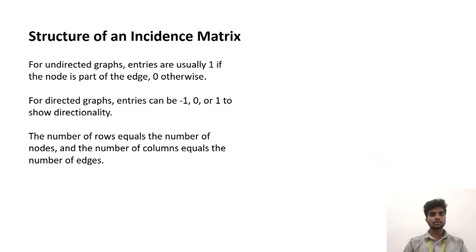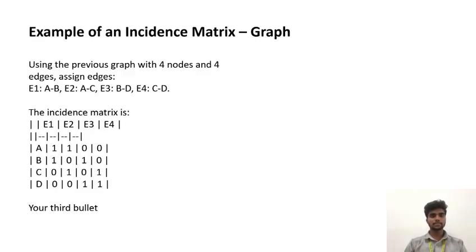Structure of incidence matrix. For undirected graphs, entries are usually 1 if the node is part of the edge, or 0 otherwise. For directed graphs, entries can be -1, 0, or 1 to show directionality. The number of rows equals the number of nodes and the number of columns equals the number of edges.